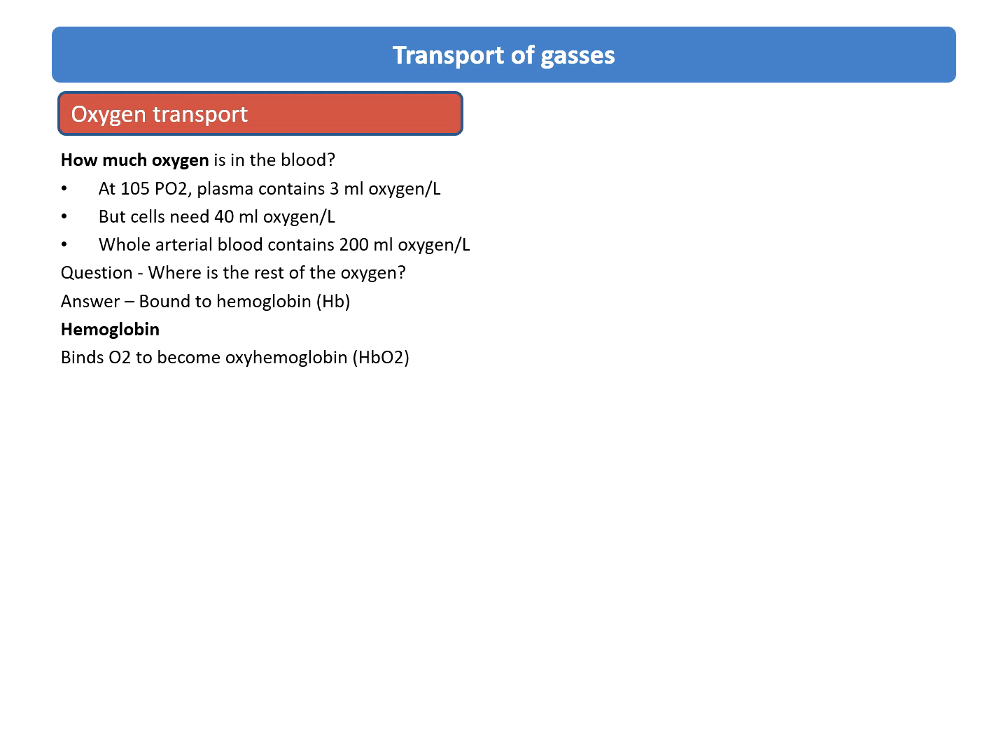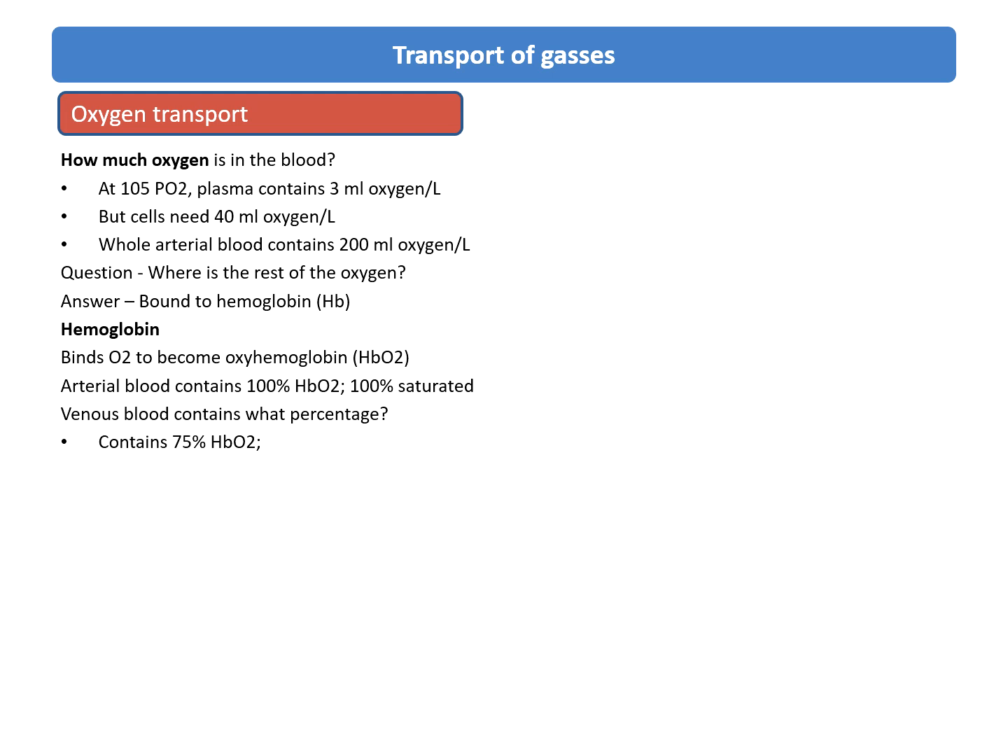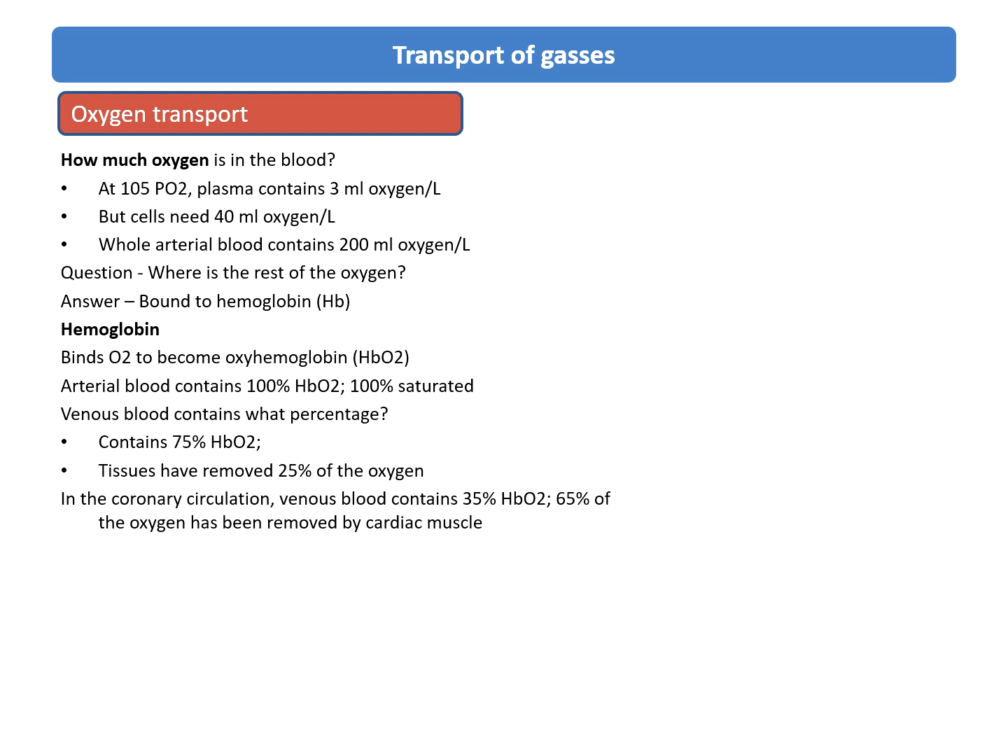Hemoglobin binds oxygen to become oxyhemoglobin. Arterial blood contains 100% oxyhemoglobin. That is, it's 100% saturated. Venous blood, on the other hand, contains what percentage of oxygen? It contains still 75% oxyhemoglobin. The tissues, therefore, have removed 25% of the oxygen.